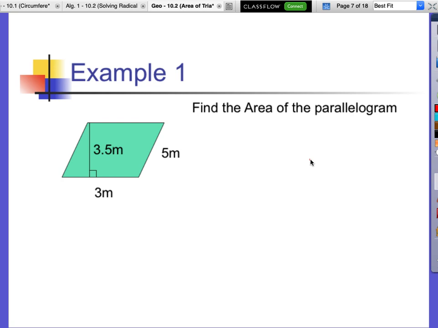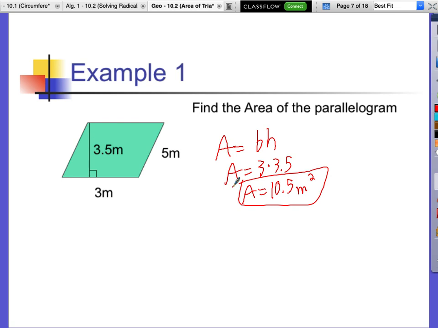Hey, so area would be what times what here? Base times height, which is what? 3 times 3.5. How do I know that 3 is going to be my base? Why is 5 not the base? Because it's perpendicular to our height. And so this ends up being 10.5. And how do we say our units? Meters. Square meters.